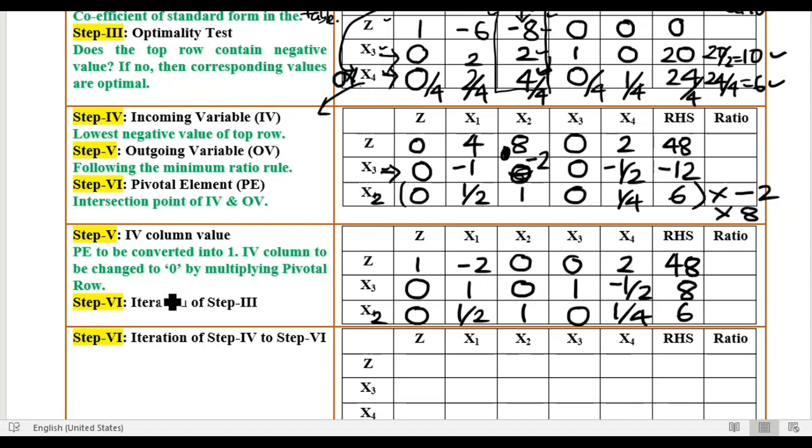Now step 4 says iteration of step 3. What is step 3? The optimality test. Does the top row contain a negative value? Yes, it contains a negative value. So it is not optimal. So in order to make that optimal, what do we have to do now?